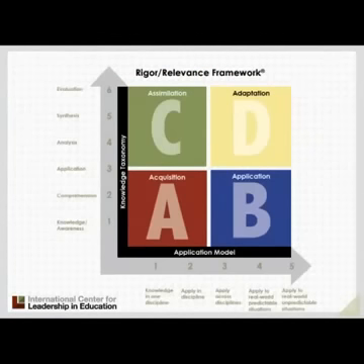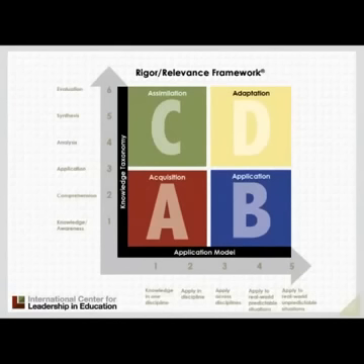The Rigor Relevance framework, developed by the International Center, has been used for several years to describe the levels of learning. It takes two scales that measure increasing complexity of student work. First, in the area of thinking, and that uses the long-standing Bloom's taxonomy, and the application model, which was created by the International Center to provide a second dimension of increasing student complexity of work.